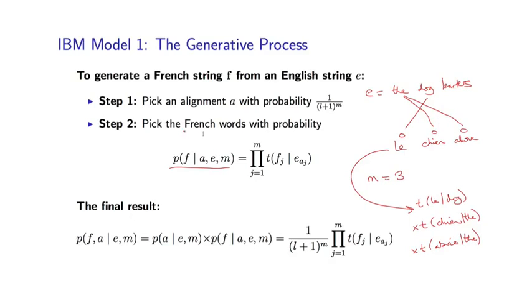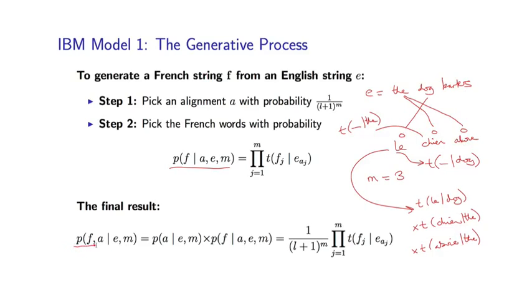And so intuitively in the second step, the generative process is for each French position, we choose a French word at random from the distribution defined by t. So for example, this word is chosen from the distribution t of the word given dog. And this word is chosen from the distribution t of the word given the. And so on. So first step, choose an alignment uniformly at random. Second step, fill in the French words one by one, conditioning only on the English word to which we're aligned.